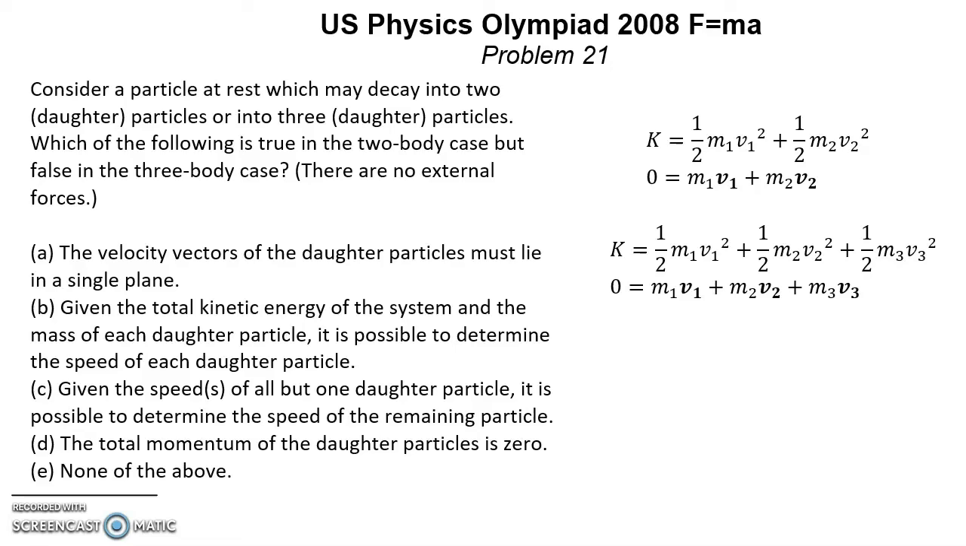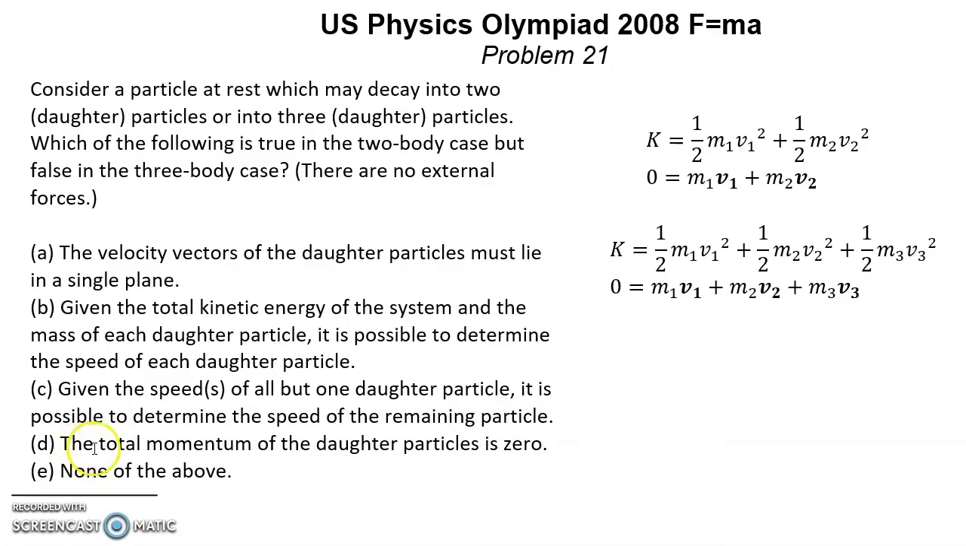Let's examine C. Given the speeds of all but one daughter particle, it is possible to determine the speed of the remaining particle. It's not correct, because if we have the speed of one particle and we don't know what the masses are, we cannot use zero momentum to determine the speed of the other particle. And same thing for 3 particles. Again, if we have the speed of one particle and the speed of another particle and we don't have any masses, we cannot calculate the third speed.